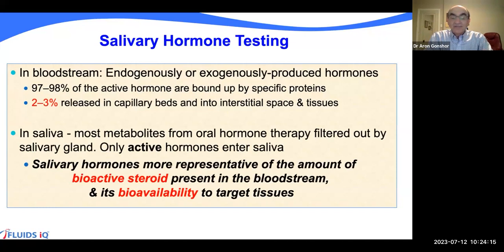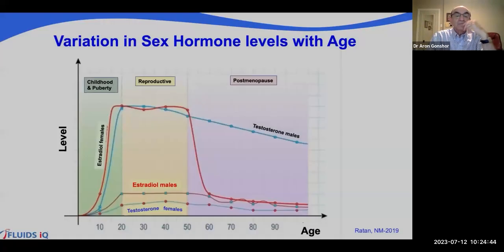Because of this filtering out, salivary hormones are much more representative of the amount of bioactive steroid present in the bloodstream, and we're going to use that word a lot, and its bioavailability to target tissues, which is really what you want to know from a clinical standpoint. You don't want to know the total amount of steroid. You want to know how much of that bioactive amount is available.